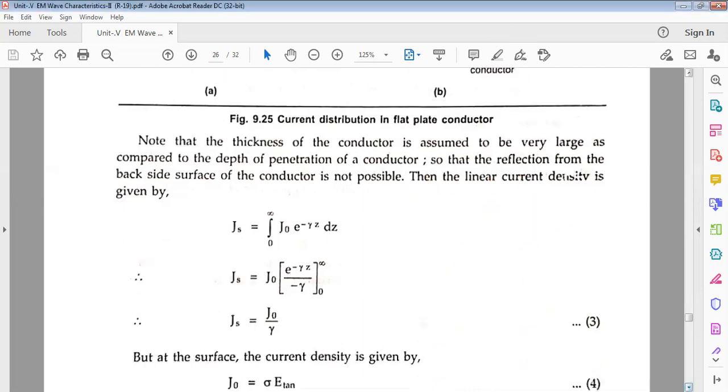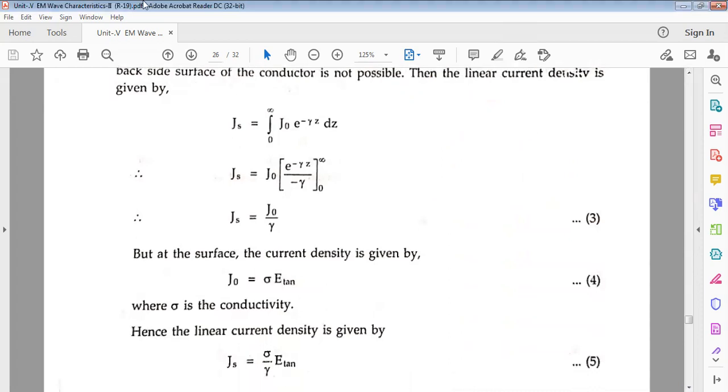Okay, and we know from the modified Ampere's circuit law that the conduction current density J is equal to sigma into E. Now the same thing we can take in the tangential component: J0 is equal to sigma into E tan, the tangential component. Substitute that J0 in Js. Js is equal to sigma into E tan by gamma.